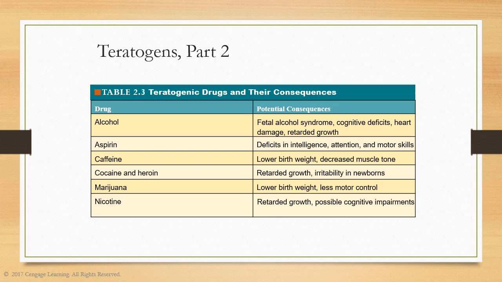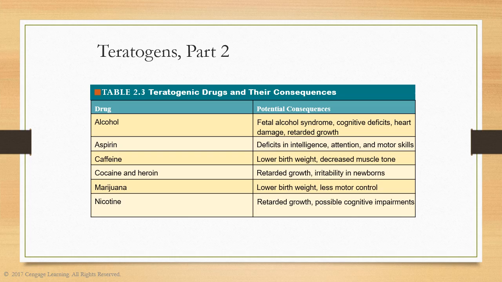Caffeine, that's why they tell you to limit your caffeine, because caffeine can affect lower birth weight and decrease muscle tone. We talked a little bit earlier about cocaine and heroin. Again, it stunts or slows down your physical growth, it can retard that growth. Also irritability in newborns. They could actually be born positive for the drug, so they're going through withdrawals. So they're irritable newborns, a lot of crying, unable to soothe. Marijuana, lower birth weight, less motor control.